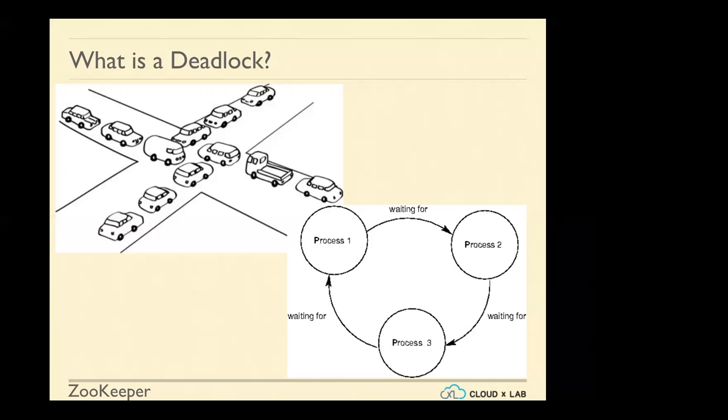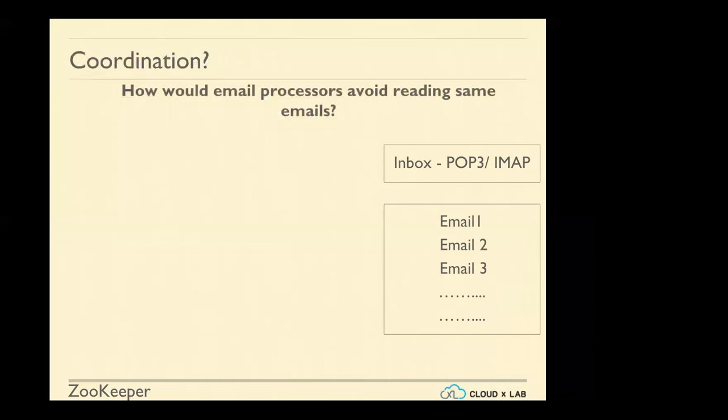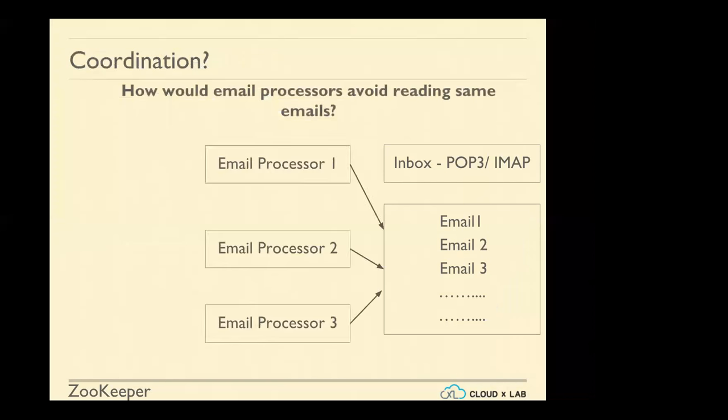Now I'm going to give you a scenario, and this is a very important aspect: how would email processors avoid reading the same email? Let's take a look. Let's say there's an inbox having a lot of emails, and you have written this wonderful program called email processor. All it does is read an email from the inbox and do some kind of process. Maybe it's trying to index the email or make it searchable, or maybe it is just figuring out if the email is spam or not.